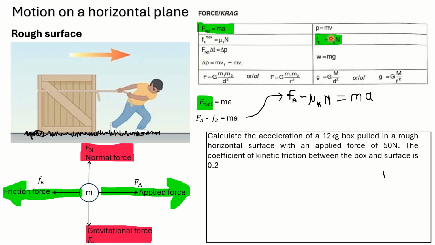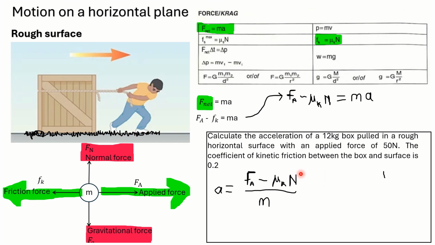I want us to look at an example. Calculate the acceleration of a 12 kg box pulled on a rough horizontal surface with an applied force of 50 Newton. The coefficient of kinetic friction between the box and the surface is 0.2. Now, we know that from this equation, you can just divide here by m, you divide here by m, you should be fine. Now, Fa minus mu k multiplied by N, all divided by m. That's the formula one can use.